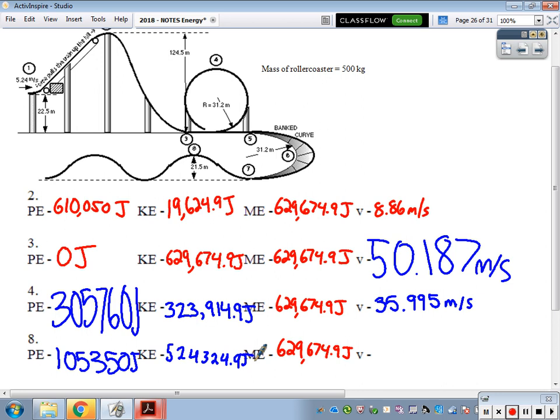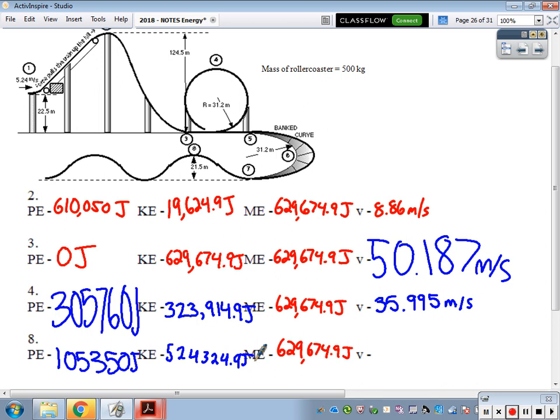Okay, so let's just take a look at what we have so far. Position 3 kind of helps you out with potential and kinetic. It gives us a speed of 50.187 meters per second. This would be a hill that is taller than the Millennium Force problem that we just did in the last problem. So should we expect that we're going to have a greater speed at the bottom of that hill? At least in theory, it's what the conservation of energy would tell us.